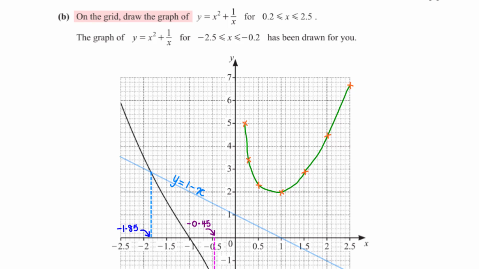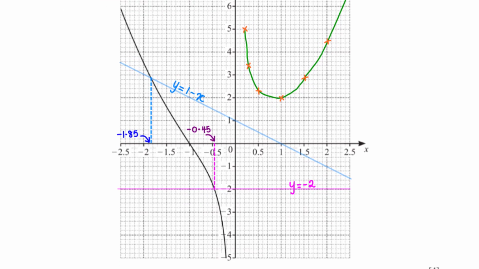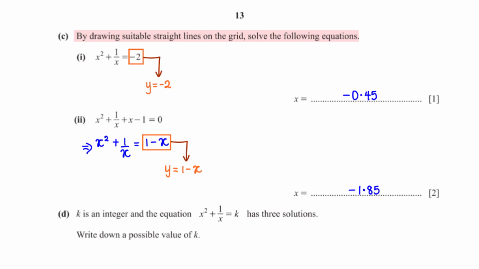The graph of y equals x squared plus 1 over x for x greater than or equal to negative 2.5 and less than or equal to negative 0.2 has been drawn for you. On the grid, we plot all the points in the table and draw a smooth line passing through the points. By drawing suitable straight lines on the grid, solve the following equations.